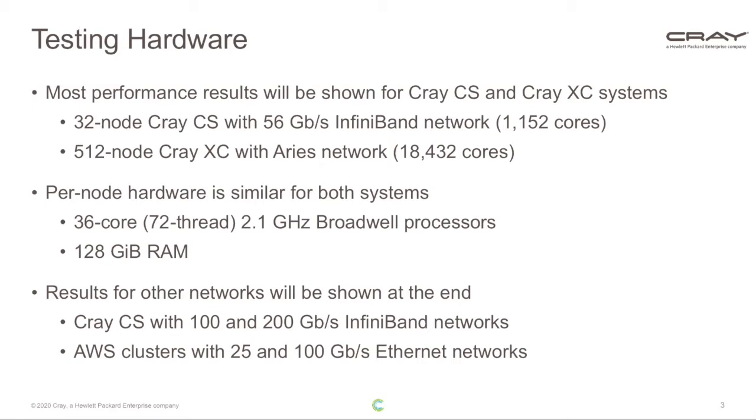And then since not everyone has access to these high-end HPC systems, we're also going to take a look at what it looks like if you run in the public cloud, running on Amazon's AWS clusters with 25 and 100 gigabit per second Ethernet.